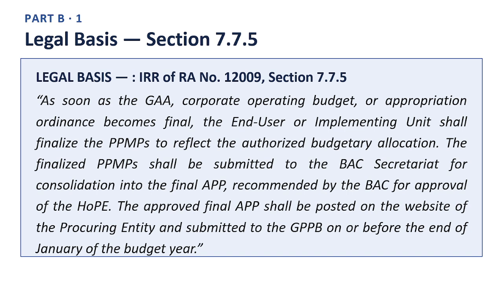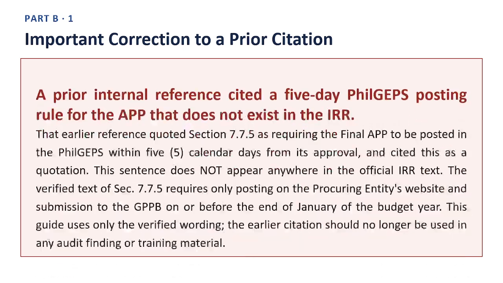The approved final APP shall be posted on the website of the procuring entity and submitted to the GPPB on or before the end of January of the budget year. End quote. Pay close attention to exactly what this section requires for posting, because, as the next slide explains, this exact wording has been misquoted before in ways that could mislead an audit. Next slide. Important correction to a prior citation.